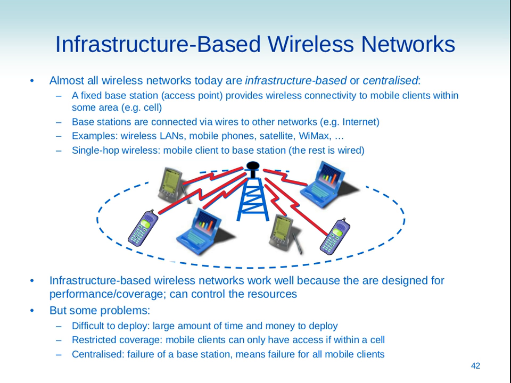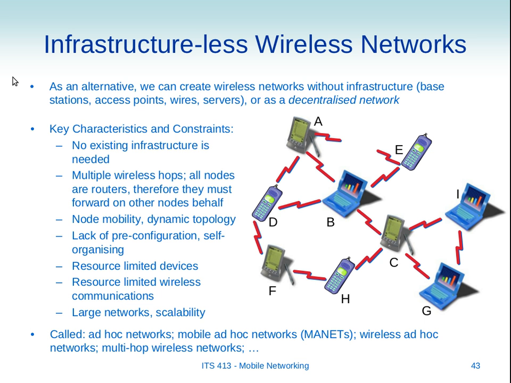What's the alternative? Infrastructure-less wireless networks. They have no base station or access point. They connect directly between the clients. So in this diagram, these are all the clients. The red lines are wireless links. They're within range of each other.